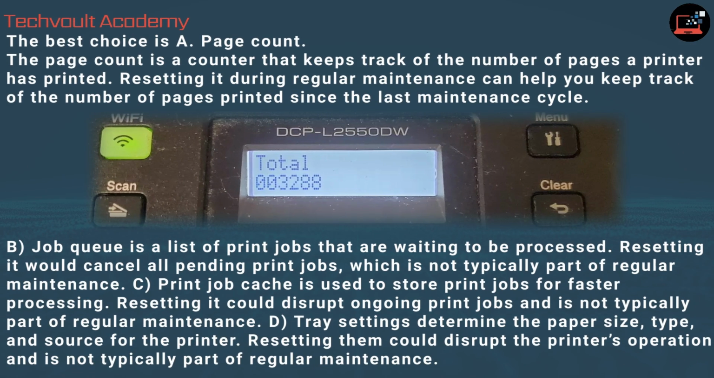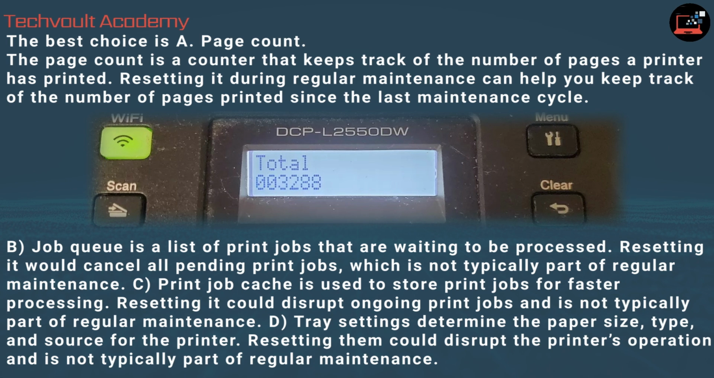The best choice is A. Page count. The page count is a counter that keeps track of the number of pages a printer has printed. Resetting it during regular maintenance can help you keep track of the number of pages printed since the last maintenance cycle. B. Job queue is a list of print jobs that are waiting to be processed. Resetting it would cancel all pending print jobs, which is not typically part of regular maintenance.